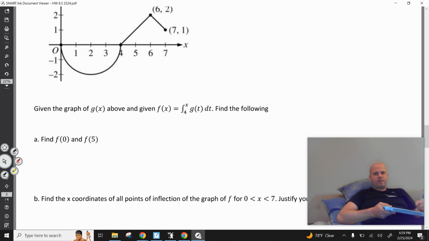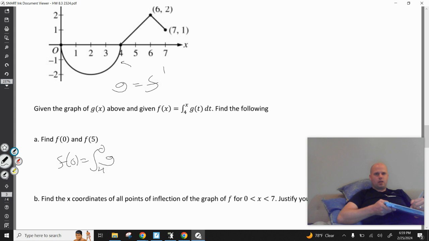Find f of 0, find f of 5. Okay, right now f is equal to the accumulated area of g. This is the graph of g. Well, I already know that that's the graph of the derivative because it's not an accumulation plus. It's just the derivative of an integral. Okay, so that's good. F of 0 is the integral from 4 to 0. Show your work. 4 to 0 is the opposite of 0 to 4.